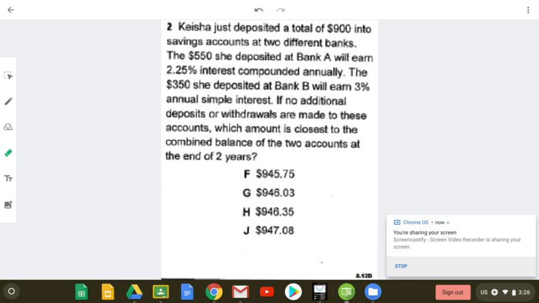All right, ladies and gentlemen, we're back here with Coach Ward. We're going to be doing the countdown to STAAR. We're on Series 1, Page 6, number 2. So let's see what Keisha's got going on.